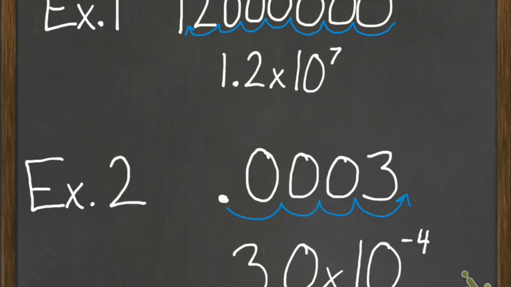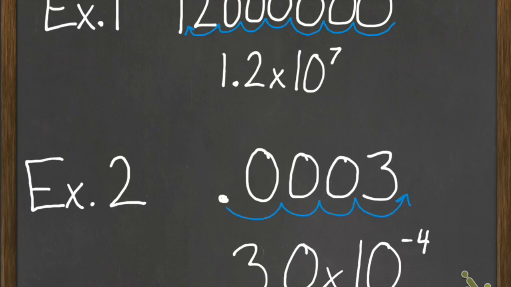So the number that we created by moving the decimal point was 1.2. So we put 1.2 in the front. Then we find out how many spaces we moved. We moved 7 spaces, so we put the 7 as the exponent on the 10. So to write 12 million in scientific notation, we would write 1.2 times 10 to the 7th power.